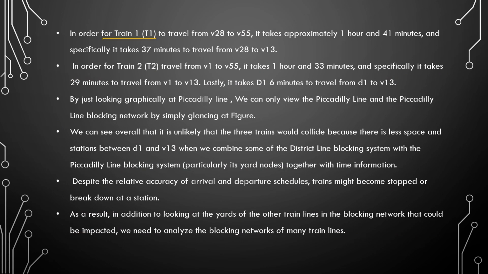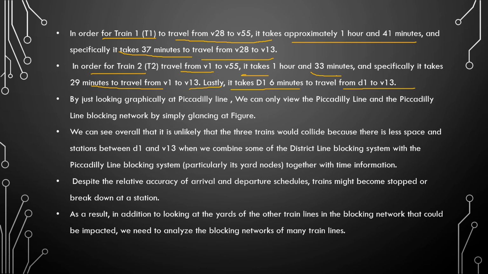In order for train T1 to travel from V28 to V55, it takes approximately 1 hour and 41 minutes. Specifically, it takes 37 minutes to travel from V28 to V30. In order for train 2 to travel from V1 to V55, it takes 1 hour and 33 minutes, and specifically it takes 29 minutes to travel from V1 to V30. Lastly, it takes D1 6 minutes to travel from D1 to V30.